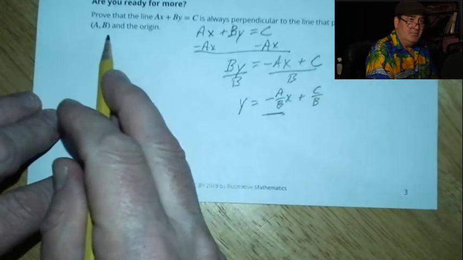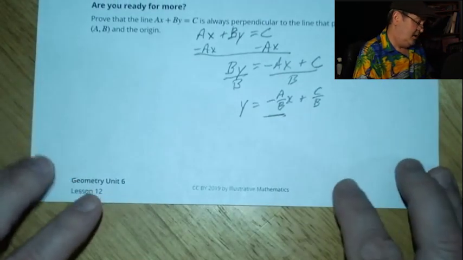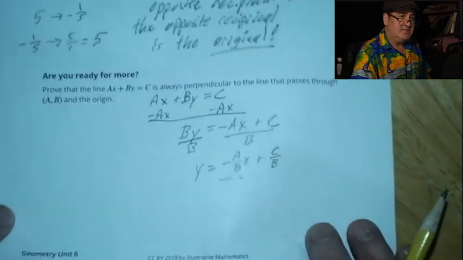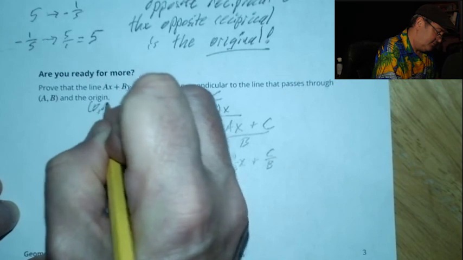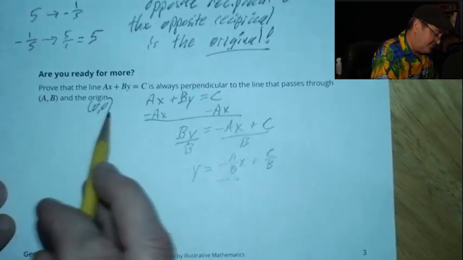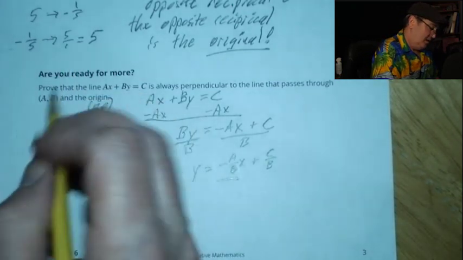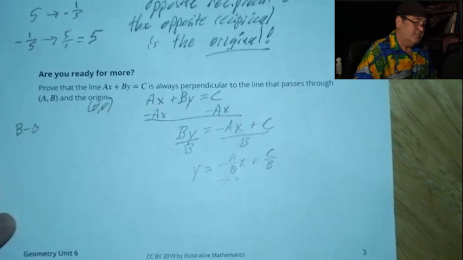So what is the slope of this one, through (a, b) and the origin? Well, we can figure out the slope. Remember, it's the change in the y's over the change in the x's. How much did the y's change? The origin is at 0, 0. So how much does it change between b and 0? Well, the change in the y's would be b minus 0.